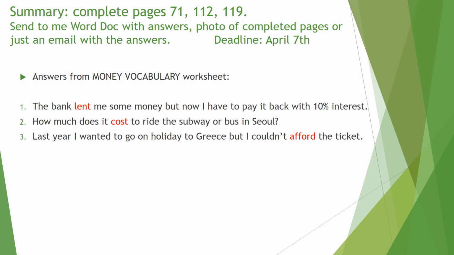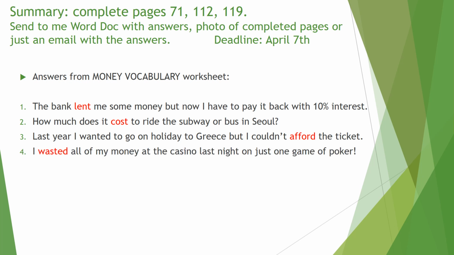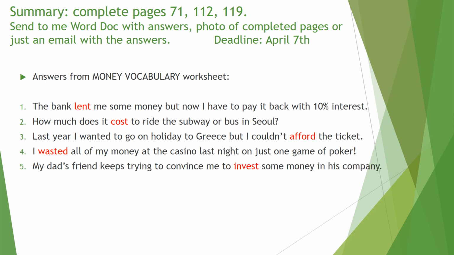Right, so this is past tense, but you don't make afford past. You change could to could not, couldn't. I couldn't afford the ticket. Number 4, I wasted all of my money at the casino last night on just one game of poker. Past tense, wasted. Number 5, my dad's friend keeps trying to convince me to invest some money in his company. Invest. The bank wants to know how much money I earned last year.